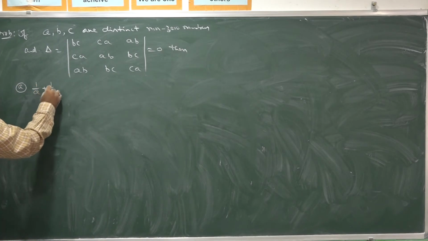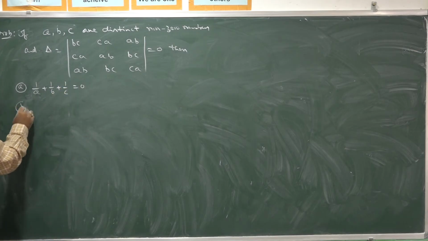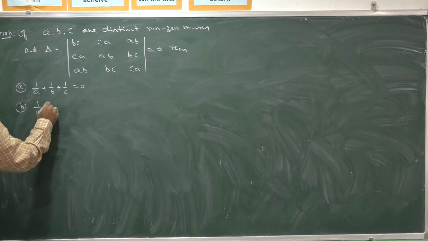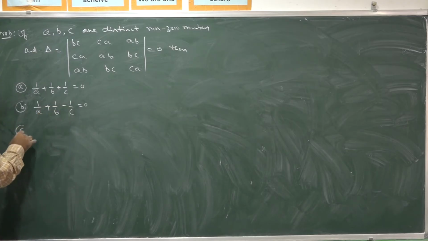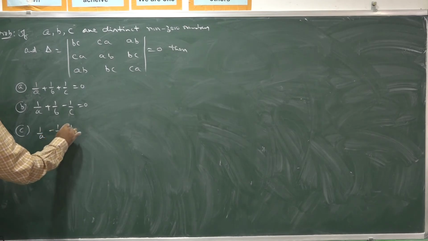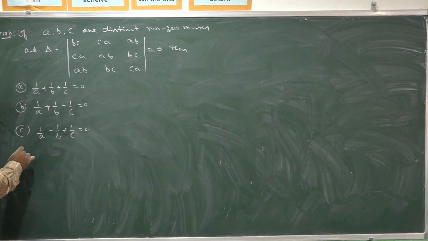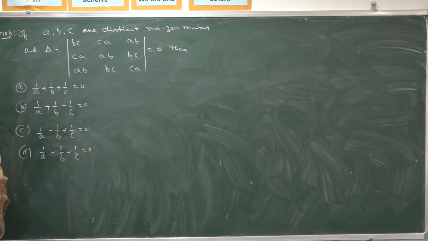1 by A plus 1 by B plus 1 by C is 0. The second option is 1 by A plus 1 by B minus 1 by C is 0. The third option is 1 by A minus 1 by B plus 1 by C is 0. And the fourth option is 1 by A minus 1 by B minus 1 by C is 0.